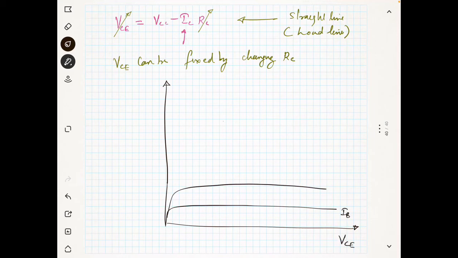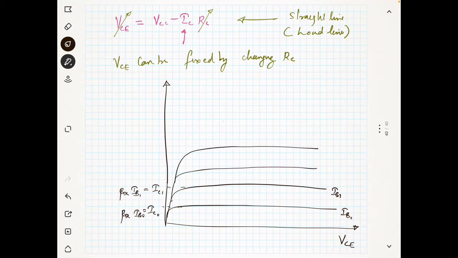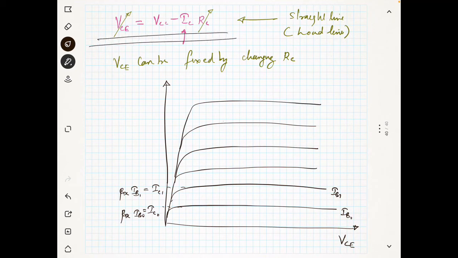Okay, the x-axis is VCE. So for different values of IB, let's say this is IB0, this is IB1, you will get different values for the collector current. Okay, this collector current is IC0, IC1, and what is this? It is nothing but beta DC times IB1. This is beta DC times IB0. So that's how you are getting it. Similarly, you will have different characteristic curves here. This is the complete region for the transistor.